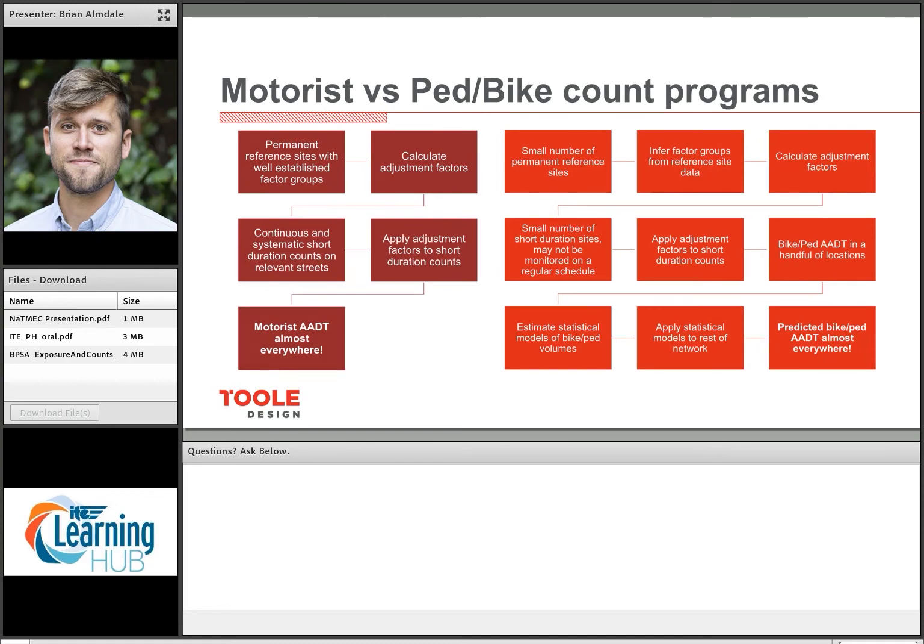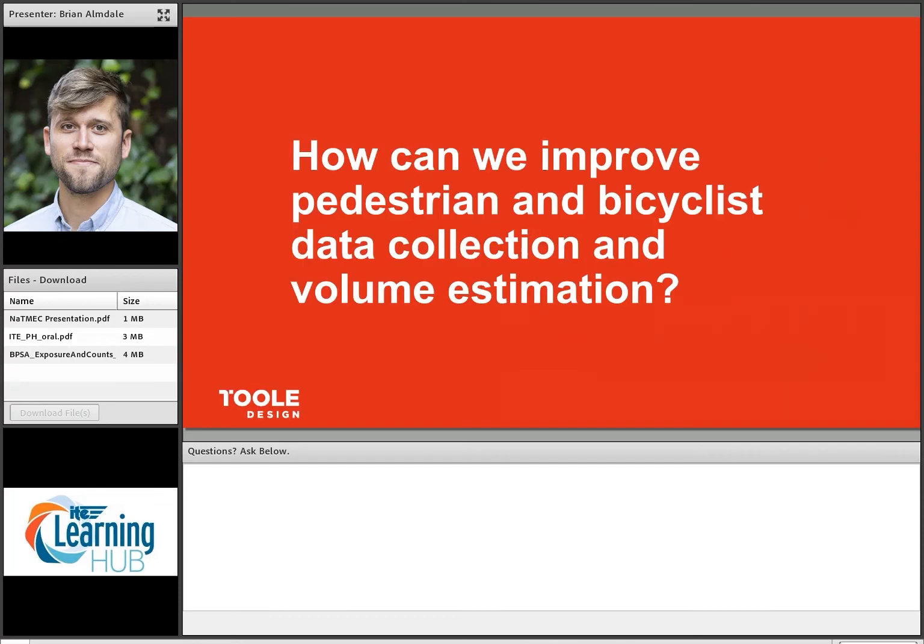To set the stage, bicycle and pedestrian count programs are not nearly as robust as motor vehicle count programs. Motor vehicle count programs, on the left, typically have an institutionalized process in which permanent counters with well-established patterns and extensive short-duration count coverage allow for motor vehicle AADT along almost every street. Whereas with bike and pedestrian count programs, on the right, there are very few permanent count locations and a small number of targeted short-duration counts, which requires a handful of statistical modeling to be able to estimate bicycle and pedestrian AADT. Looking at these two types of count programs, just comparing them visually, it's clear that they're pretty different.